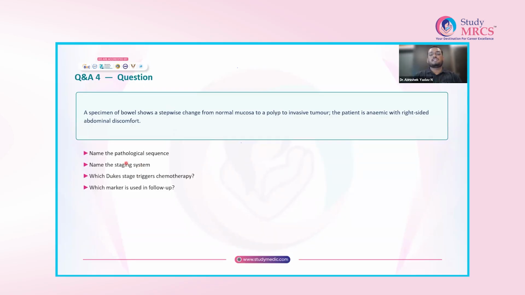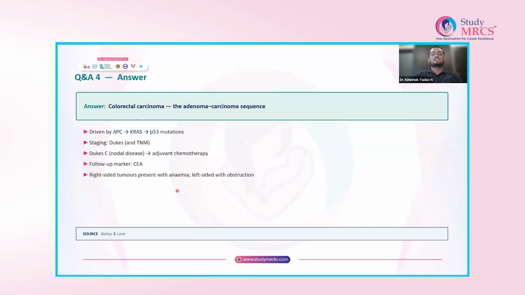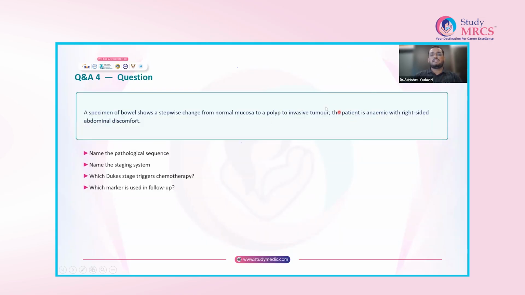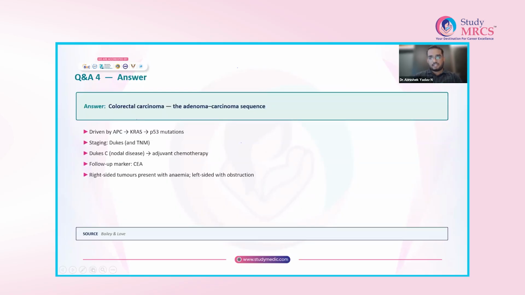Which Dukes stage triggers chemotherapy? I said stage C, where the nodal involvement determines the use of chemotherapy. Which marker is used in follow-up? We use carcinoembryonic antigen, CEA, as a follow-up marker. And why is the patient anemic here? Right-sided involvement of the bowel presents with anemia. Left-sided colorectal cancer presents with obstructive symptoms.